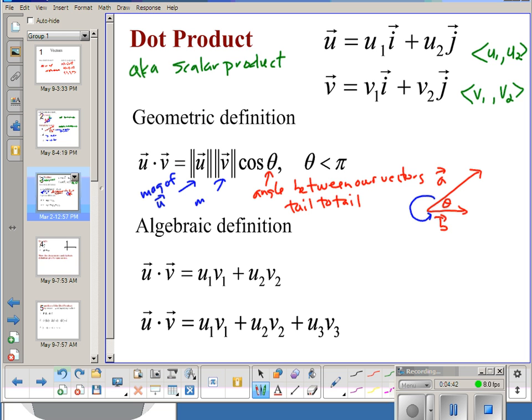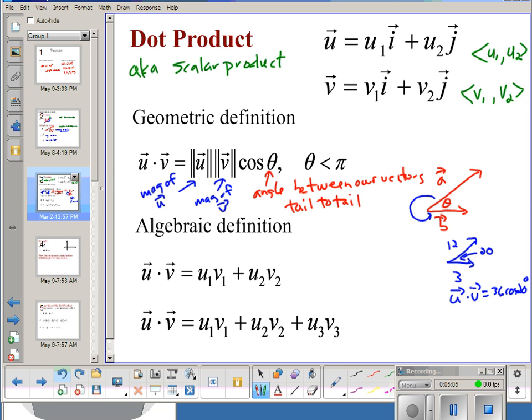So that's sort of our geometric definition, where these, hopefully we know, represent the magnitude of u and the magnitude of v. So if you have a drawing, and if I know that, say this is 12, and this is 3, and the angle in between them is 20, it's very simple. Your u dot v would be basically 36 cosine of 20 degrees.